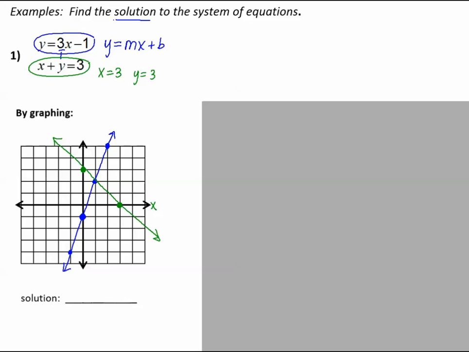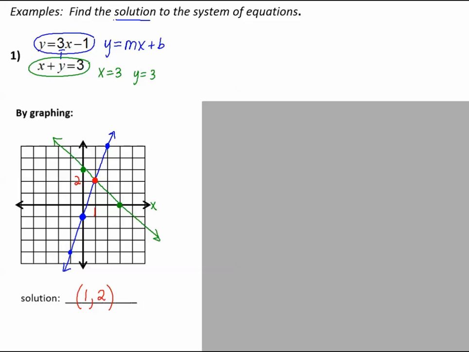And we looked for the intersection. Where do the two lines meet each other? There's the intersection point at 1, 2. Well, today we're going to talk about another way to solve a system.